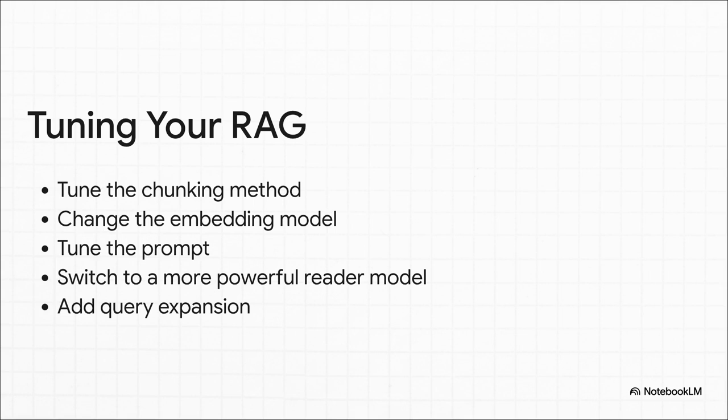Well, think of these as the main control knobs on your new machine. You can play with your chunking strategy, you can swap out the embedding model for a better one, you can tweak your prompt to get different kinds of answers, you can upgrade to a bigger, more powerful reader model, you can even do fancy stuff like automatically expanding the user's query. Every single one of these is a lever you can pull to get better performance.